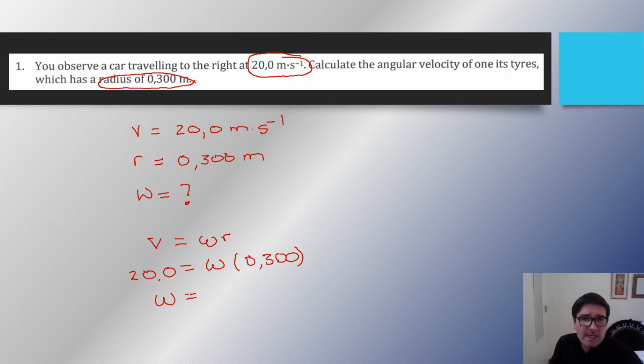So dividing 20.0 by 0.300, we get an answer of 66.6 repeating radians per second. So this answer to the appropriate number of significant figures, therefore, will be 66.7 radians per second. Okay.